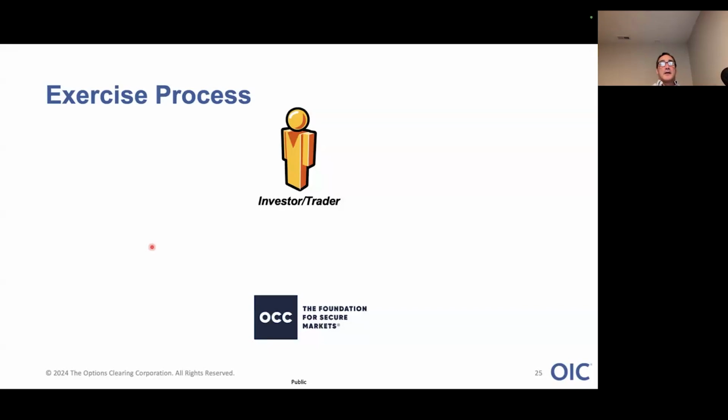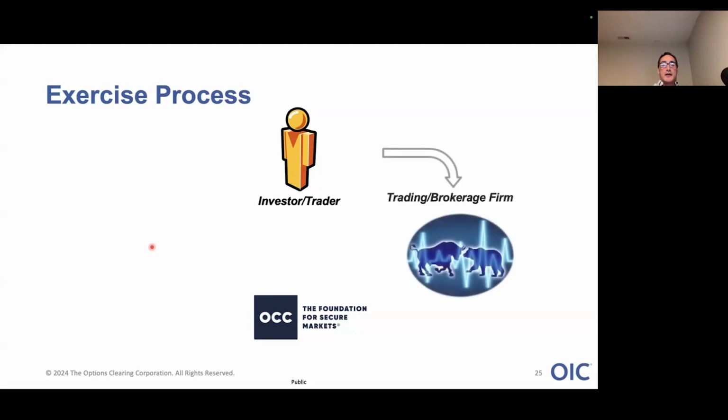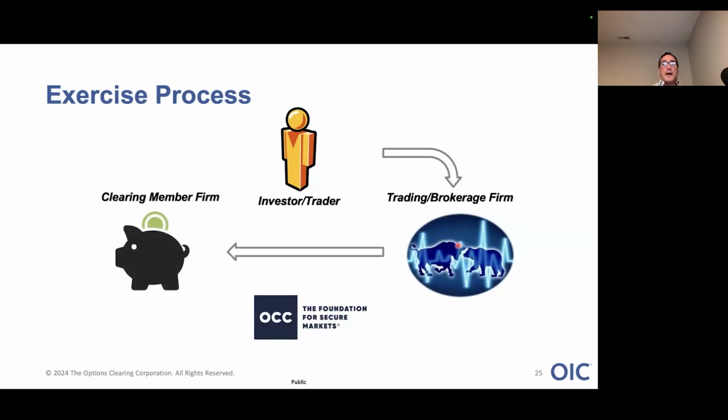If I'm sitting on an options contract, let's say I bought the 100 level calls and the stock is trading for 110. I want to take delivery of these shares, and it's at expiration. If I do nothing, these options will be automatically exercised. A notice would go from my trading or brokerage firm to my brokerage firm's clearing member firm, which would then notify OCC, and OCC would facilitate that exercise of my contract.